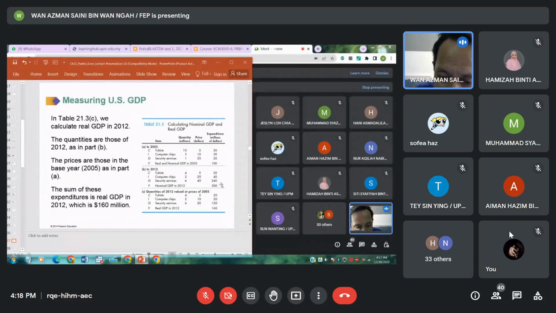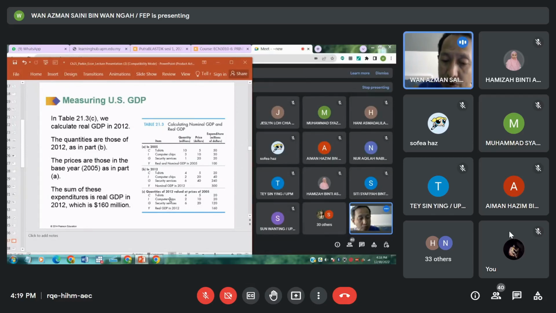So now this 300 comes from changes in two things. First is price, second is quantity. But there is not much variation in quantity, while there is a big change in P. In fact, for T-shirts and also computer chips, the quantity produced in the economy has gone down, from 10 to 4, from 3 to 2. It's just that security services has gone up, from 1 to 6. So then you're going to get this.